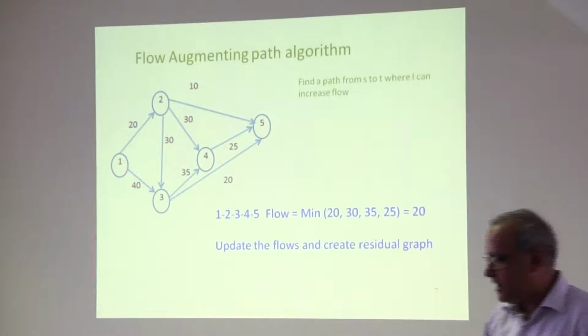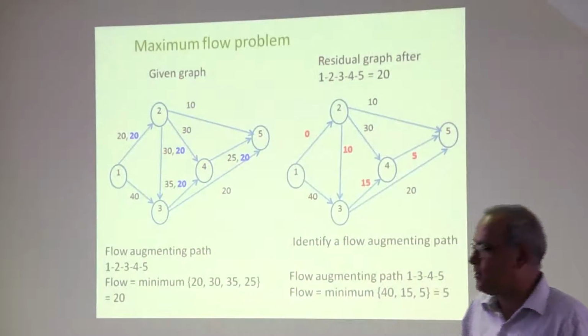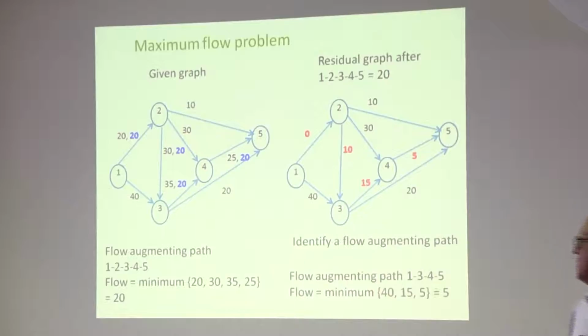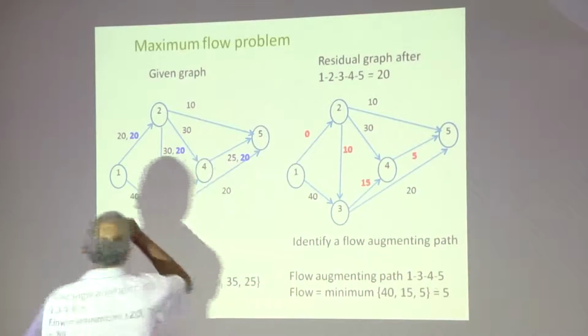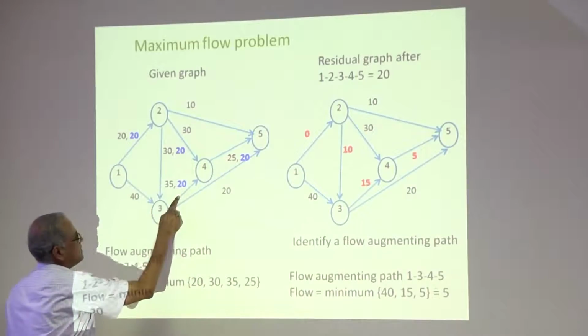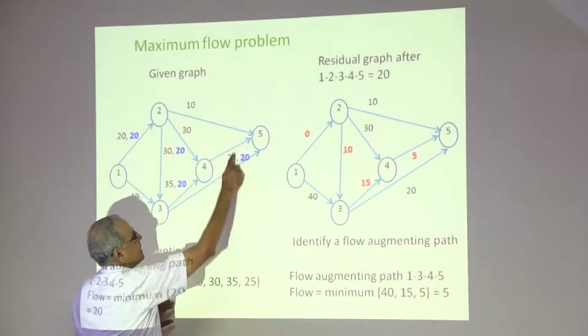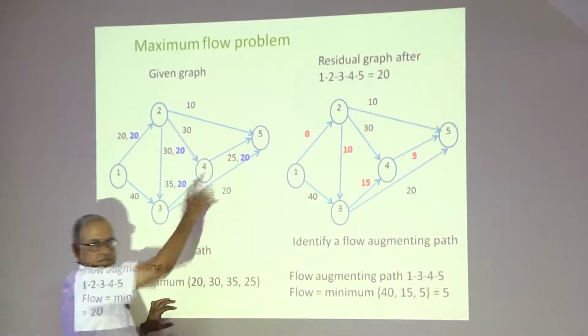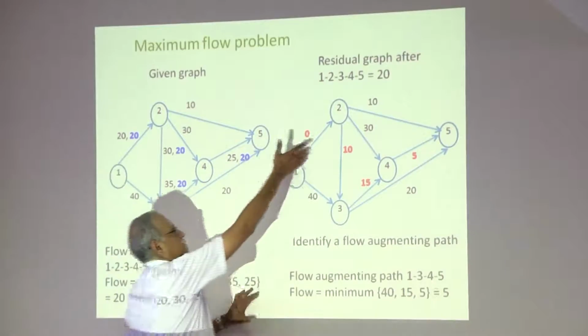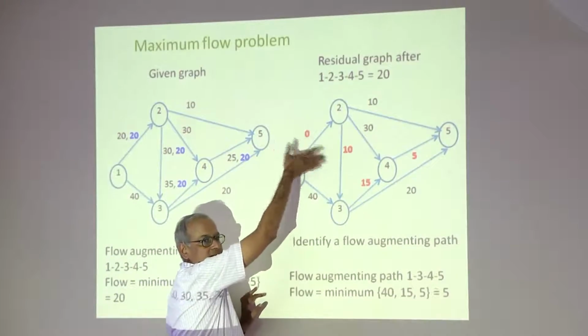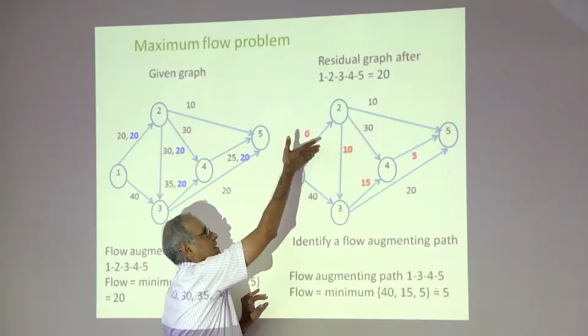Update the flow and now create what is called a residual graph. First I am updating the flow. 20, 20, this is 20, this is 20. The moment I do this, I understand that 1 to 2 is full. I can't send anything more in 1 to 2. I can actually leave this out. I can knock this out. Rather than put a 0, I can knock it out.